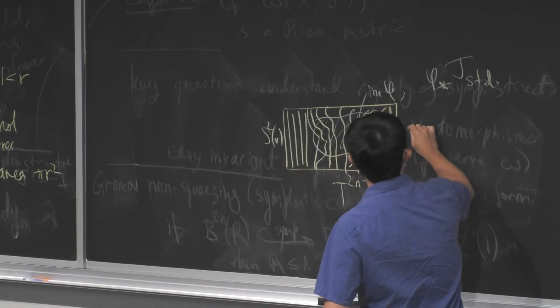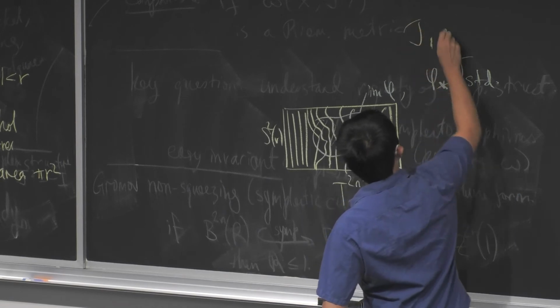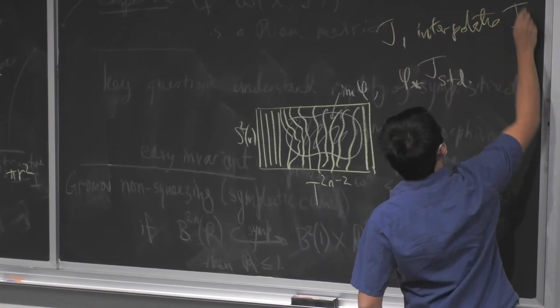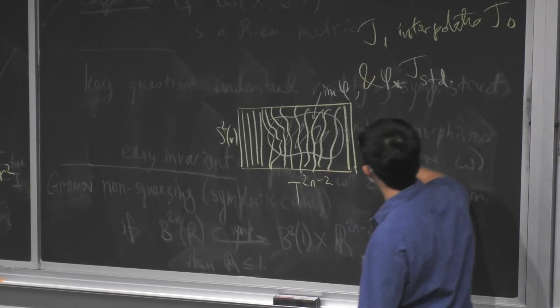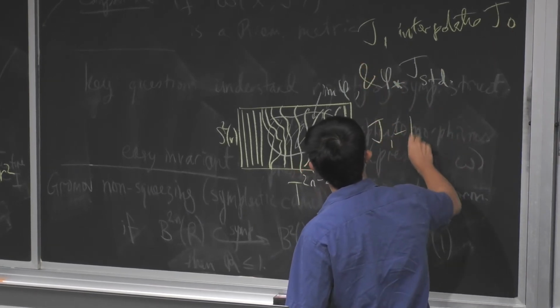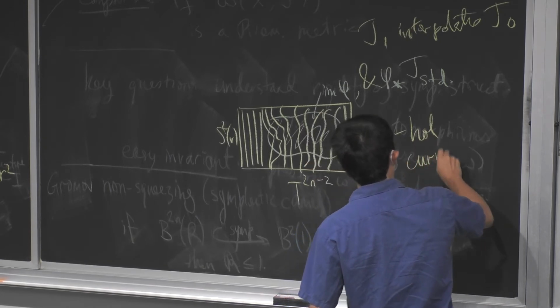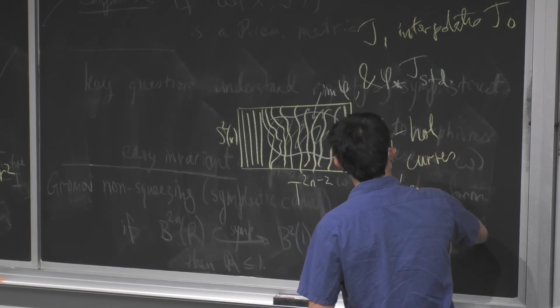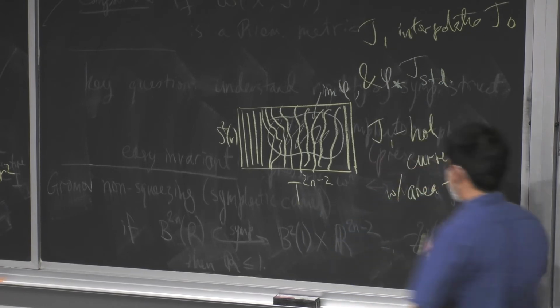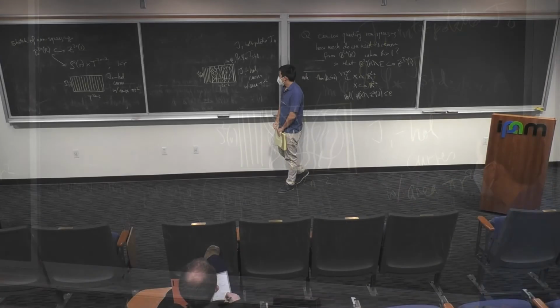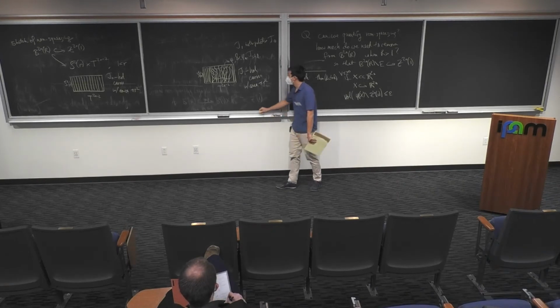We still get a J1 that interpolates J naught in this guy. And so here we get a J1 holomorphic curves, again, with area pi r squared. Okay.